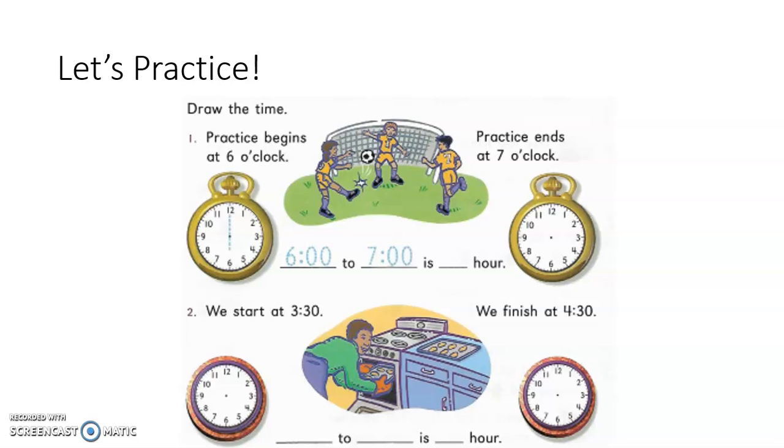Practice ends at 7 o'clock. So 6 o'clock to 7 o'clock is 1 hour. On the second clock, draw a little hand, your hour hand, pointed to the 7, and the big hand pointed to the 12. That makes 7 o'clock.